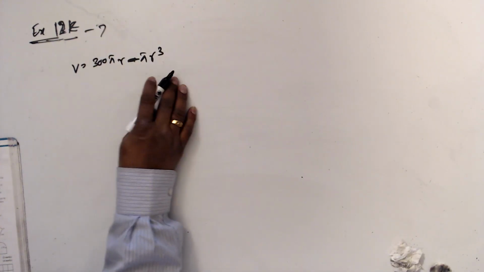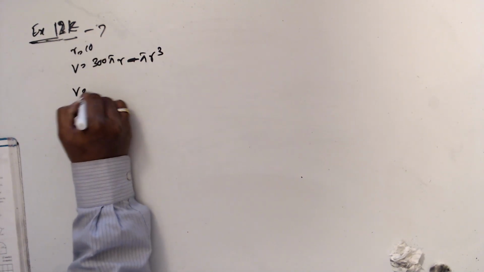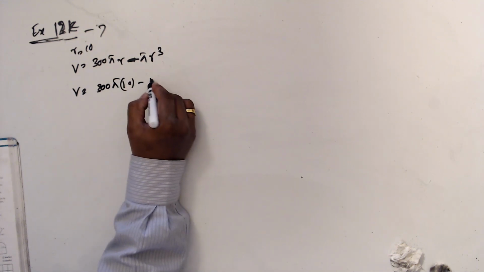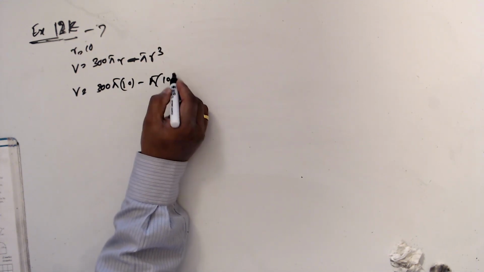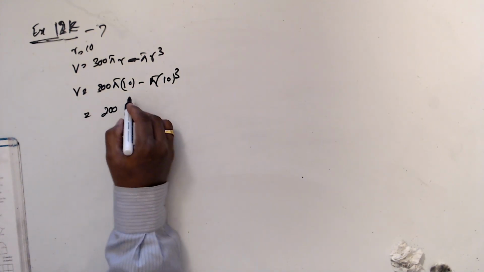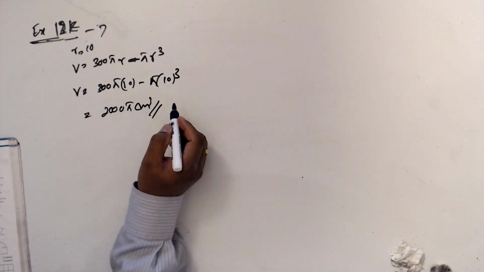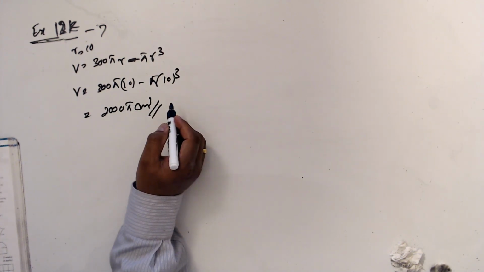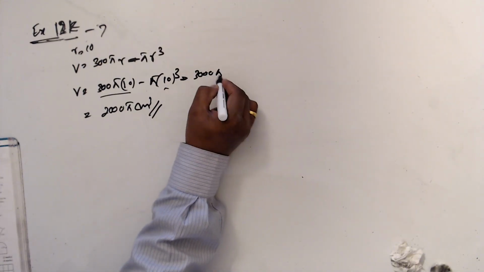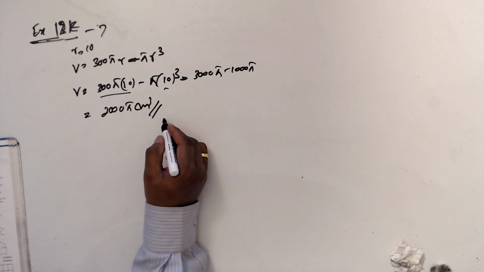So we need to find the maximum volume. Now we found r equals 10, then V equals 300 over 10 times pi times 10 cubed. So when you solve, you will get 3000 minus 1000, which is 2000 cm cubed.